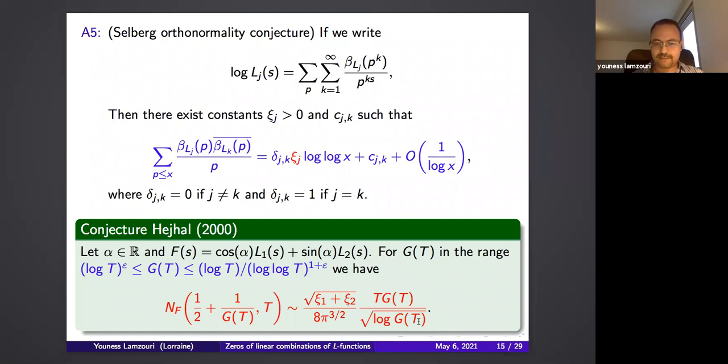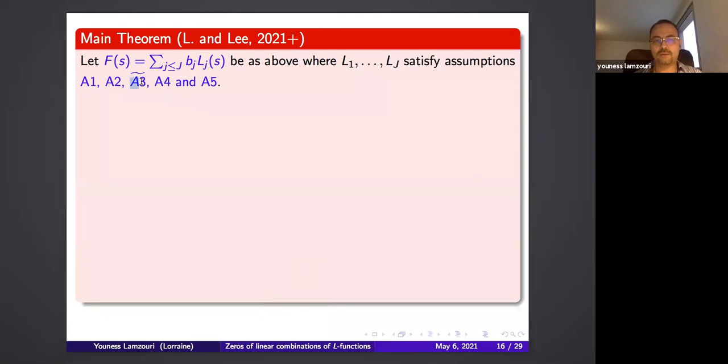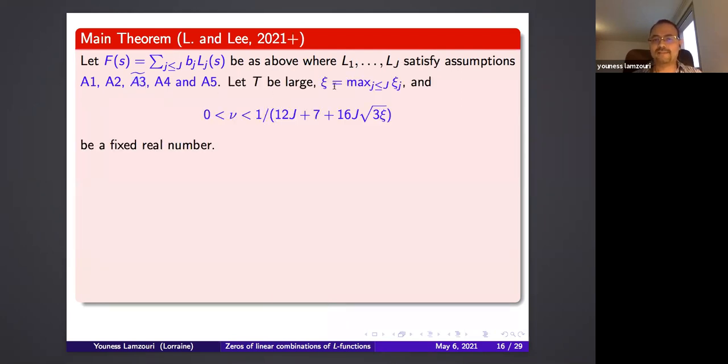So now I can state the main result. The main result is a proof of this conjecture, but in a restricted range of G(T). And not only that, but we can also prove it for a linear combination of any number of L functions. So here is our main result. Also, we have just the weak Ramanujan instead of the Ramanujan hypothesis. We take a linear combination as before of L functions satisfying our assumptions. We let ξ be the maximum of the ξj's in the Selberg orthonormality conjecture, so ξ depends on the L functions.